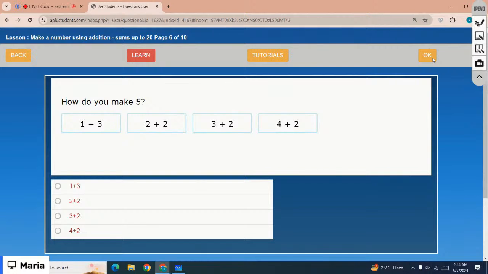Okay, the next one is how do you make 9? Which is the correct option? The correct option is, yes, that's option number C. 3 plus 2 is the correct option, right? 3 plus 2 is the one that makes 5.